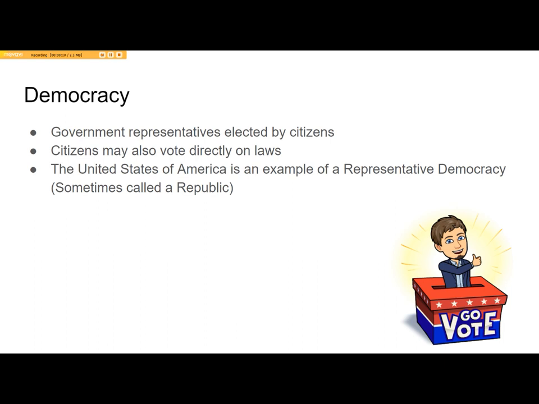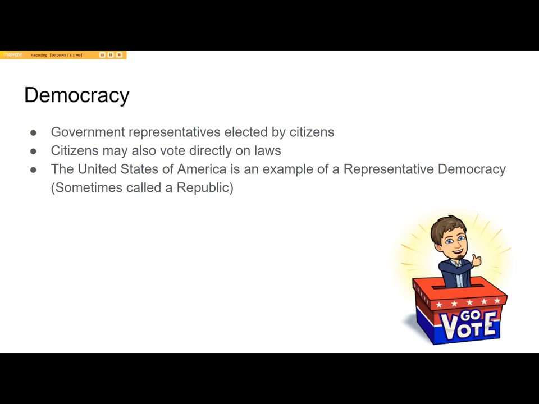The first one mentioned is democracy. Democracy is a government where representatives are elected by citizens. And in a democracy, you might also have citizens vote directly on laws themselves. Otherwise, government representatives are usually the ones who would then create the laws, create systems for judges, and the laws to be kept and to be updated and to be maintained.